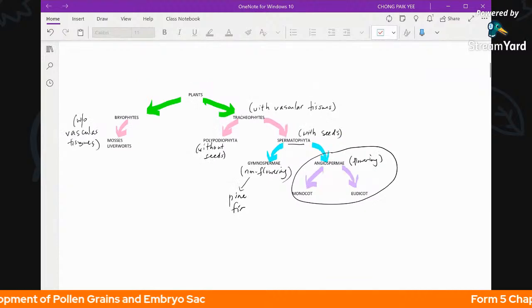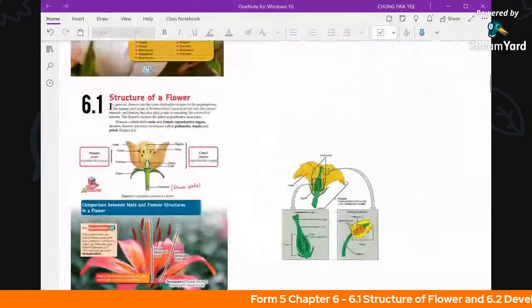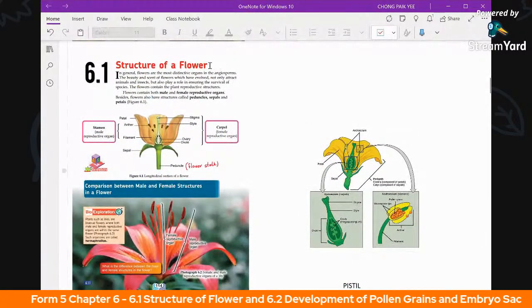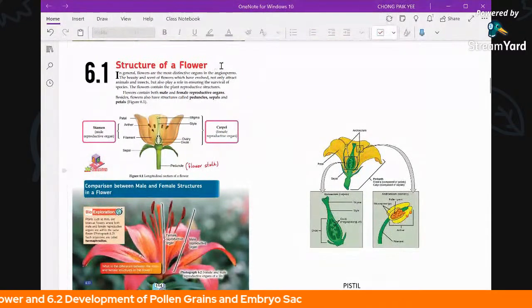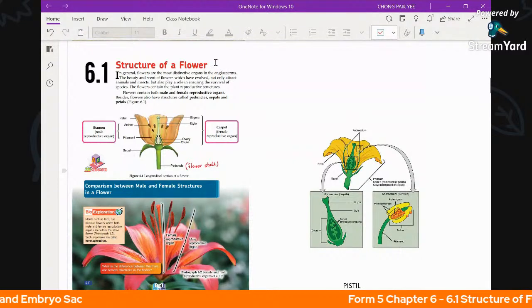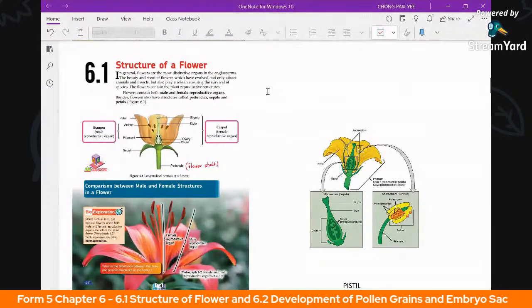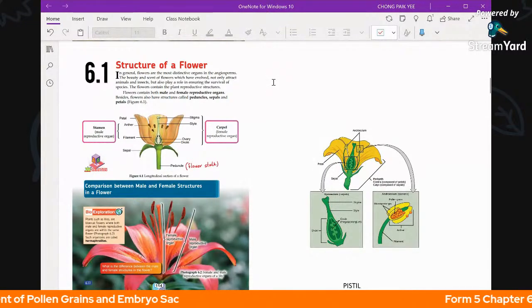Now let's look at the structure of a flower. As you know, if you have a flower, it will definitely produce seeds. When a flower undergoes pollination, the female gamete will be fertilized with the male gamete, and the ovule will turn into seeds, and from the seeds they grow little baby plants. The seed is just like an ovum, or the equivalent of a zygote, which will be able to grow into a new individual.